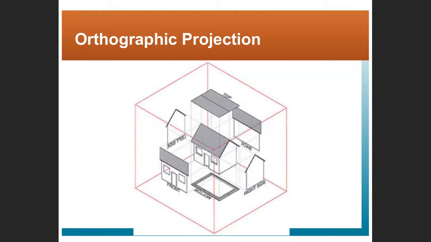So here's the concept of an orthographic projection. We all know what a house looks like, but imagine that we draw a cube around that house. A cube has 6 sides, so we look at what that house looks like from each of those vantage points. Again, we're taking a three-dimensional building or house and turning it into a set of two-dimensional drawings.